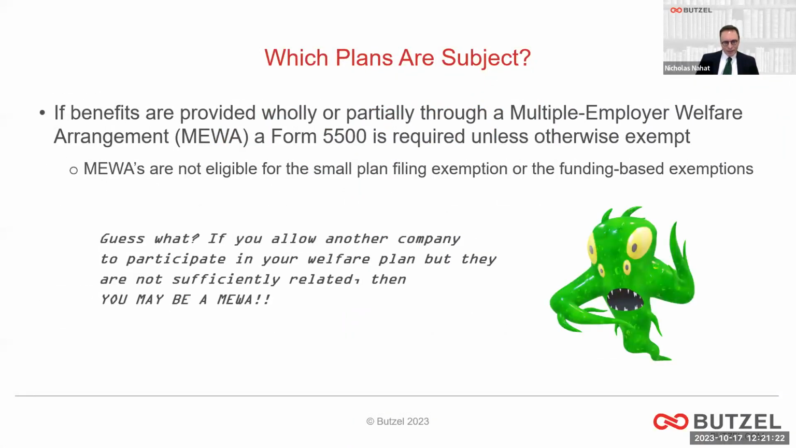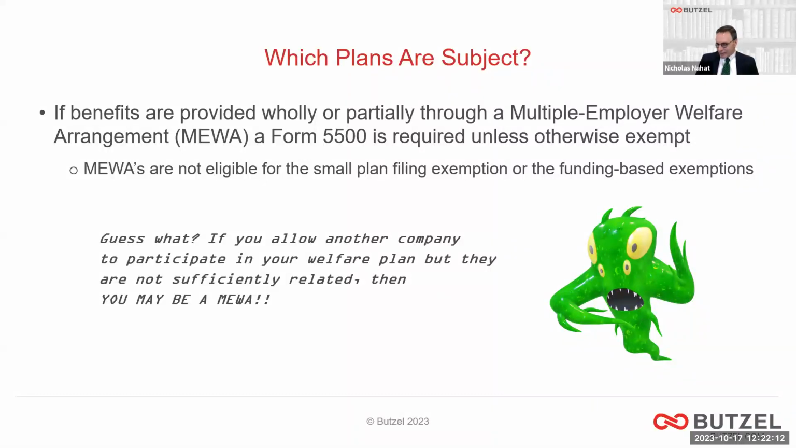Now, the flip side or flip question to asking how many welfare plans does an employer have is how many employers does a welfare plan have? And that's where we come to this idea or issue of the MEWA, the multiple employer welfare arrangement. And that happens when a group of employers combines their contributions in order to provide benefits for their employees. Now, what happens there is that employers make contributions to the plan based on the number of their employees and their estimated costs associated with each employee.